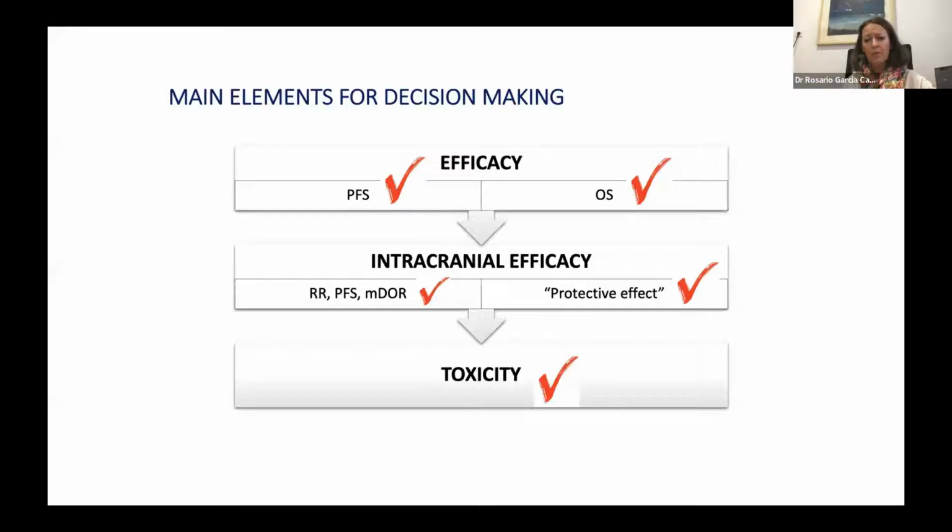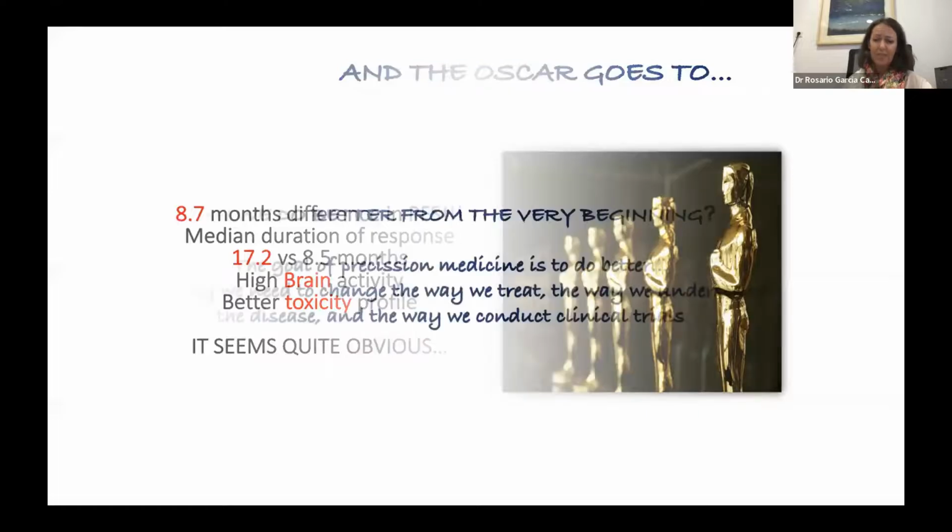So at the end of the day, we need to make a decision in our daily clinical practice. And as I mentioned, if efficacy was one of the relevant elements for the decision, we have PFS, we have OS, we have duration of response, we have this kind of protective effect at an intracranial level, and we also have a very moderate toxicity profile. So I think that it is reasonable that osimertinib is one of the best options in the first-line setting.